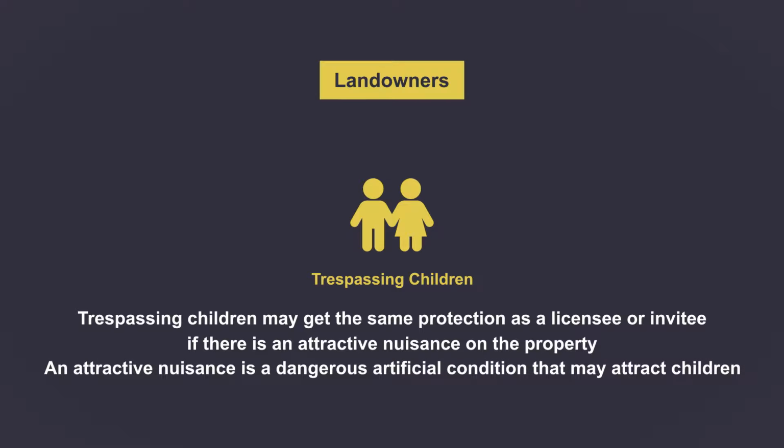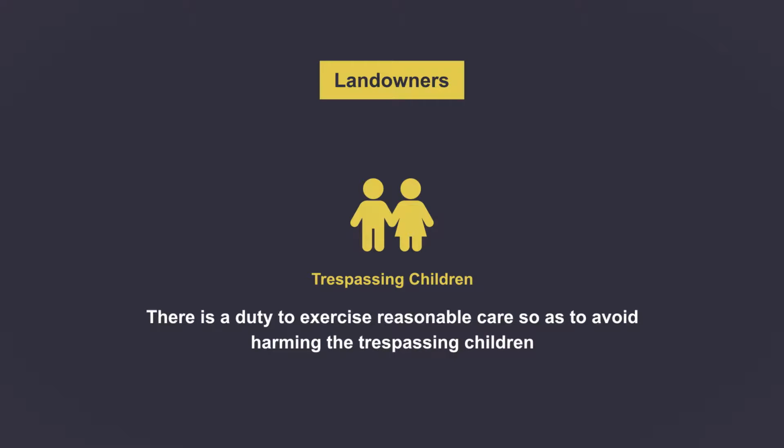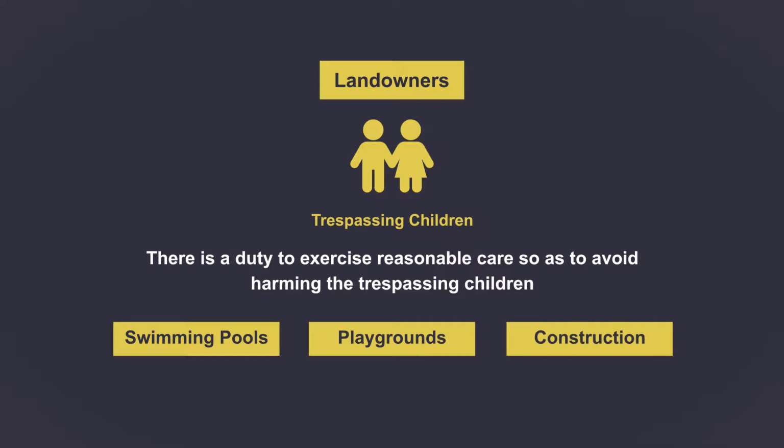An attractive nuisance is a dangerous artificial condition that may attract children. There is a duty to exercise reasonable care so as to avoid harming the trespassing children. Common examples of attractive nuisances include swimming pools, playgrounds, and even construction sites.